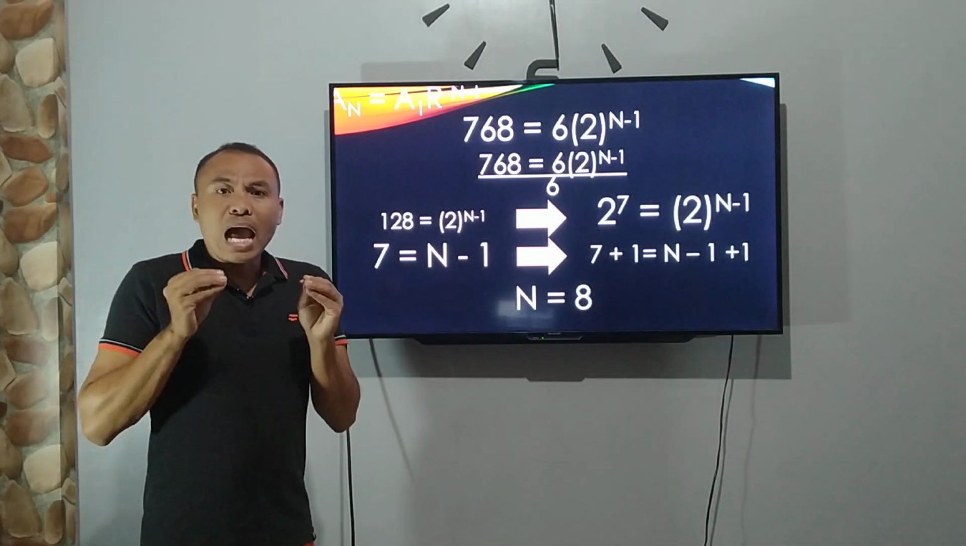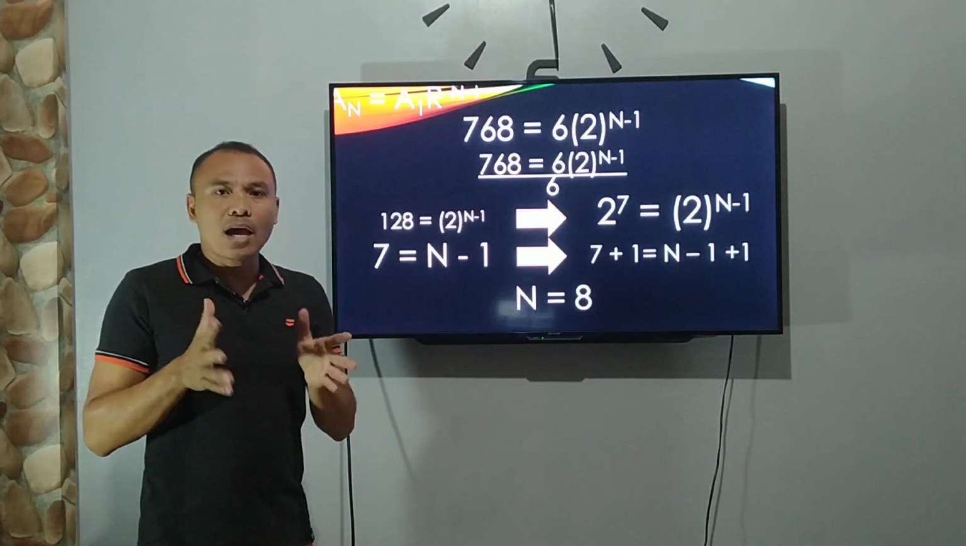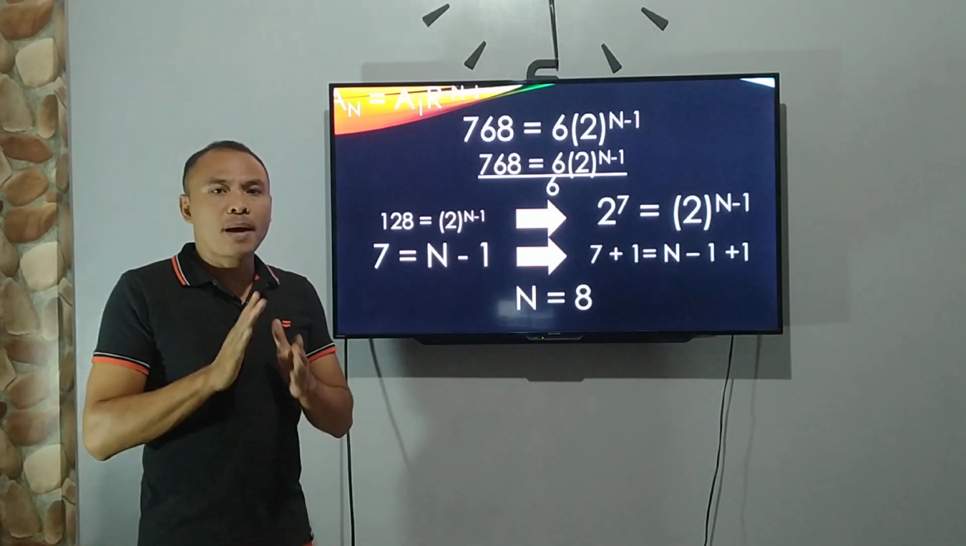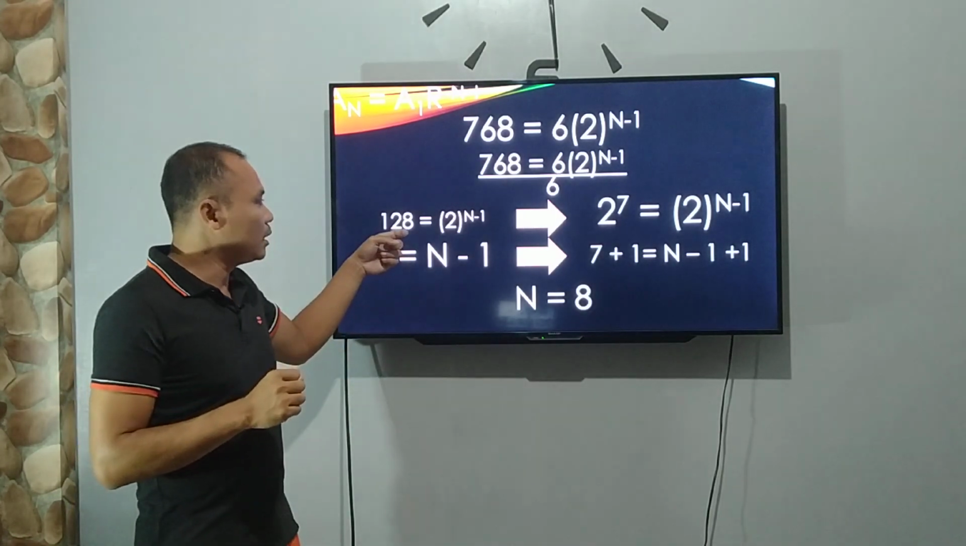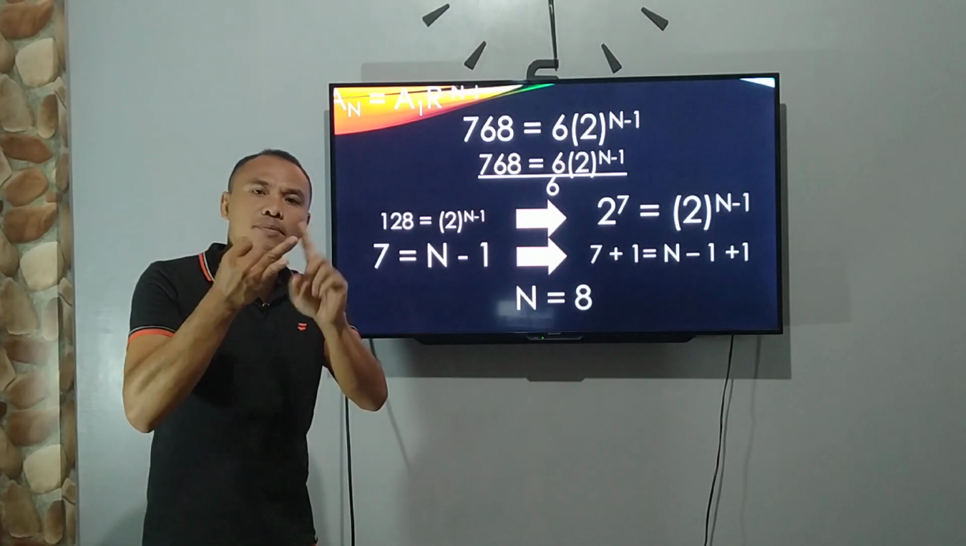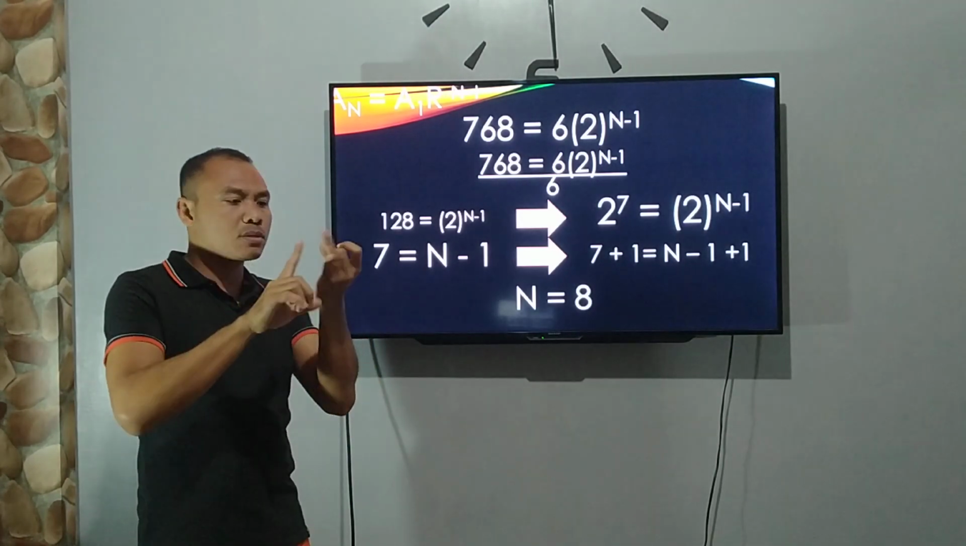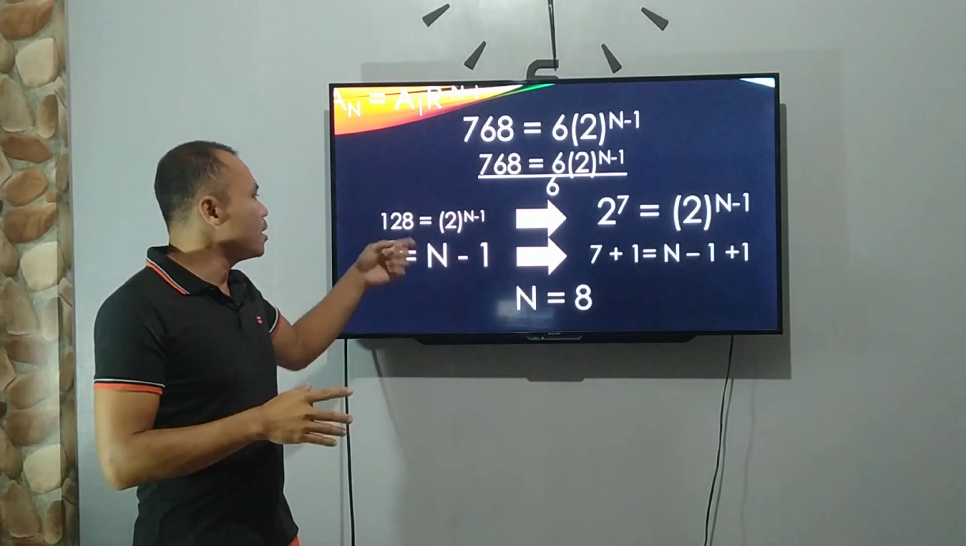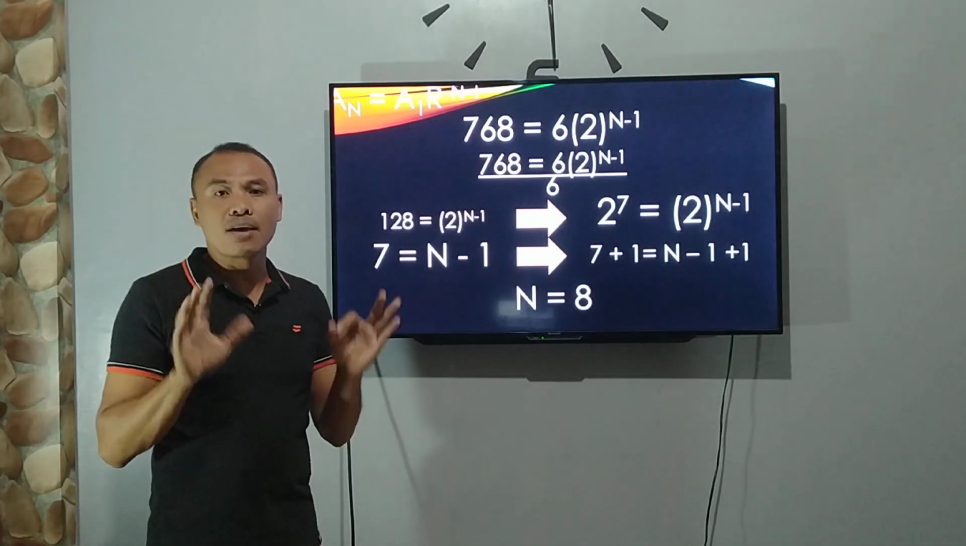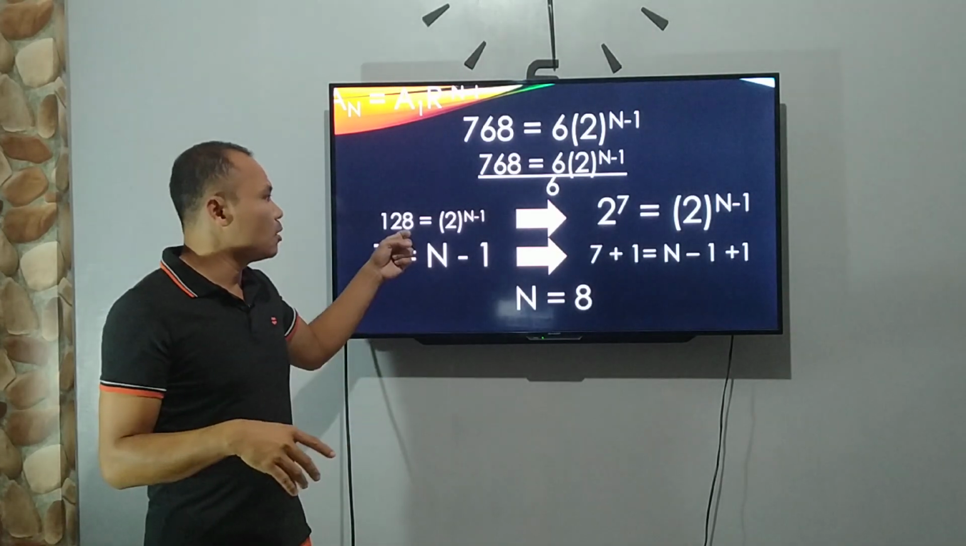Ilang beses nga magkakaroon tayo ng 2 para maging 128. Multiply natin. 2 times 2 times 2 times 2 times 2 times 2 times 2 is equal to 128. Magkakaroon lang tayo ng 7 2's para magkaroon ng 128.